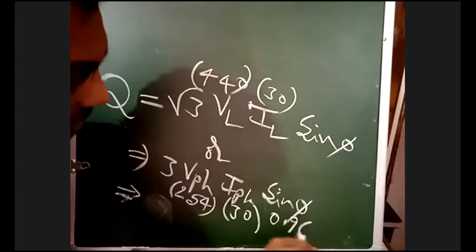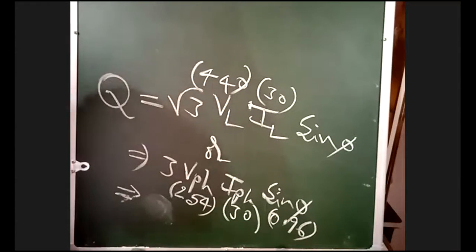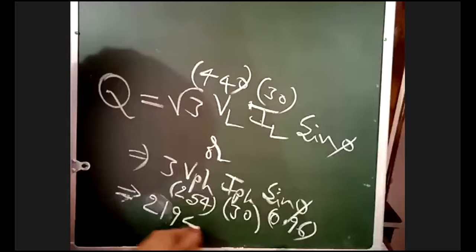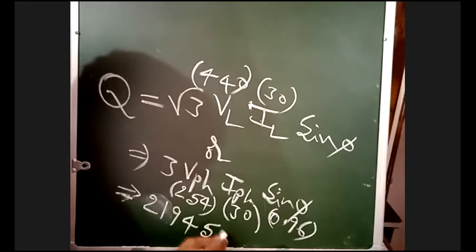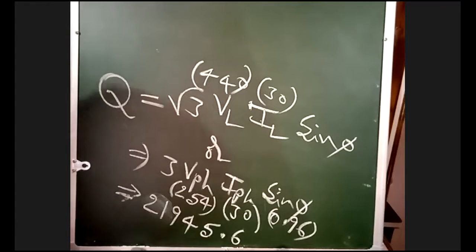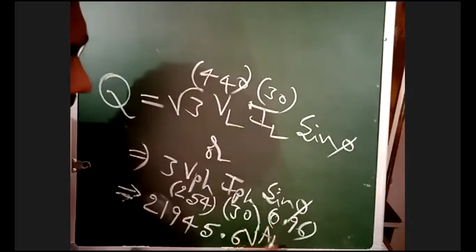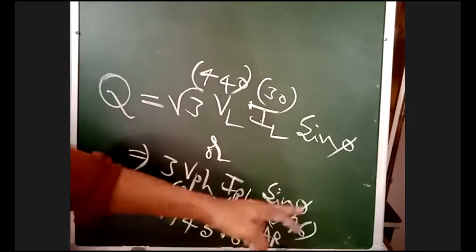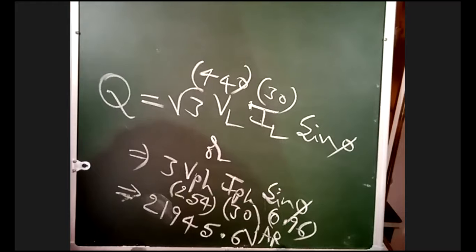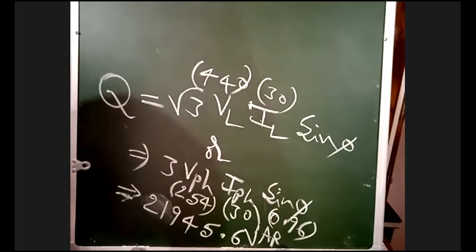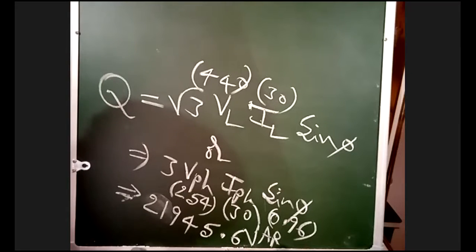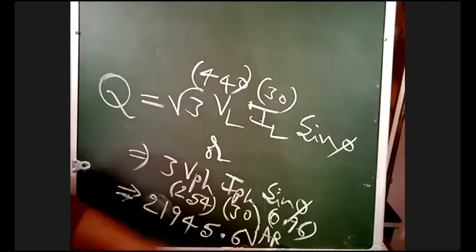Now tell me the answer. 2194.56. Yes, VAR, volt amp reactive. Because in your textbook they are getting a different phi value, that's why they are getting a different answer. Sometimes in textbooks they will give wrong calculations. Okay, this is the value. Unit is VAR, volt amp reactive.